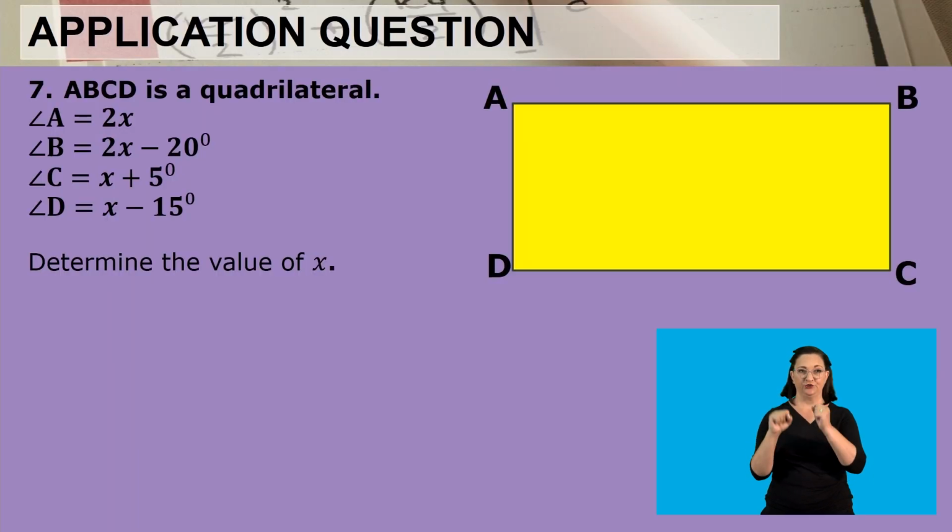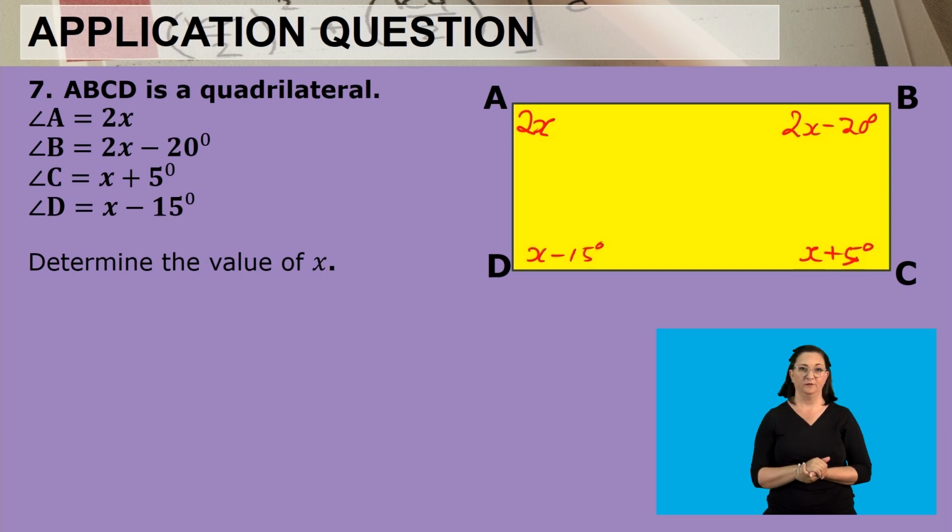All right, number 7. ABCD is a quadrilateral. Angle A is 2x. Let's mark that in. Angle B is 2x minus 20 degrees. Angle C is x plus 5 degrees. And angle D is x minus 15 degrees. Now determine the value of x. Let's look at that together.